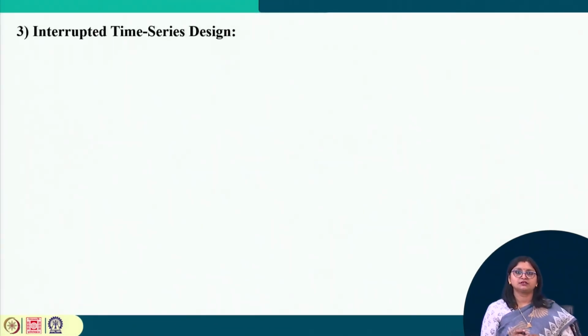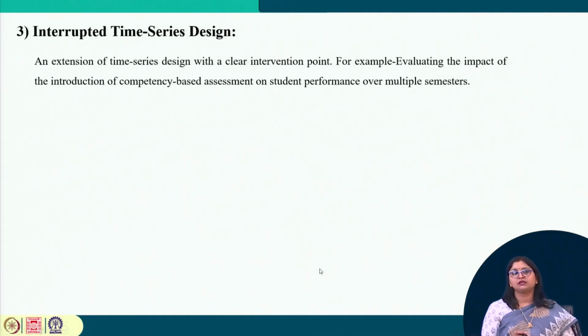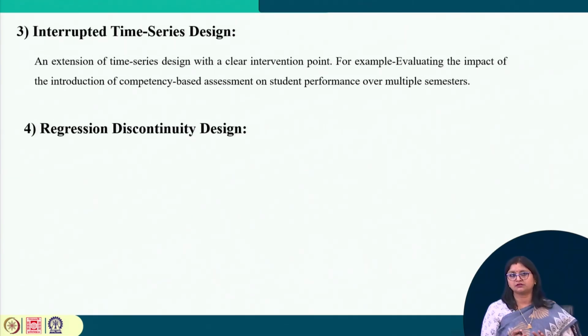The third one is interrupted time series design. Here, an extension of time series begins with a clear intervention point. For example, evaluating the impact of the introduction of competency-based assessment on students' performance over multiple semesters, we can conduct the study using interrupted time series design.